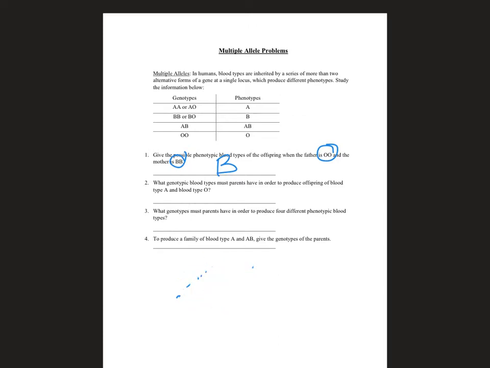All right. Number two. What genotypic blood types must parents have in order to produce offspring of blood types A and blood types O? So what that's saying is that the offspring can be either A or O, but nothing else. So there has to be at least one box that's OO, because that is the recessive trait. So therefore, each parent has to have at least one O, which means this is going to be an O and this is going to be an O.